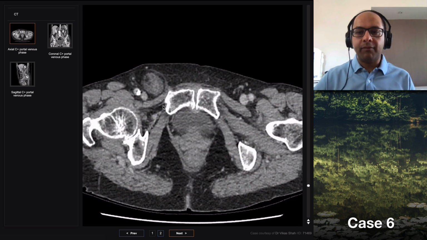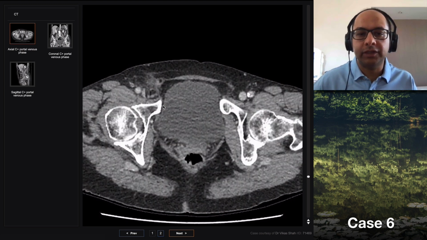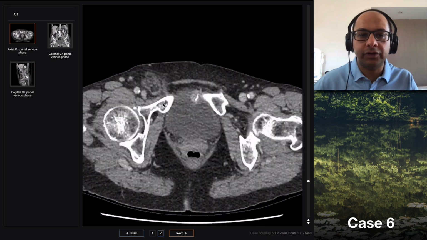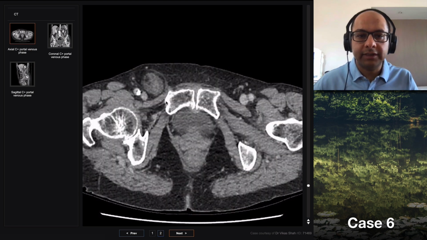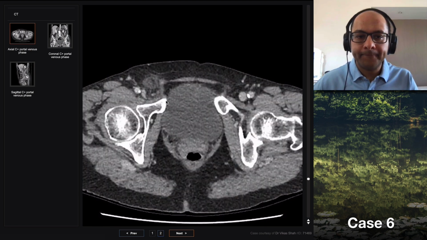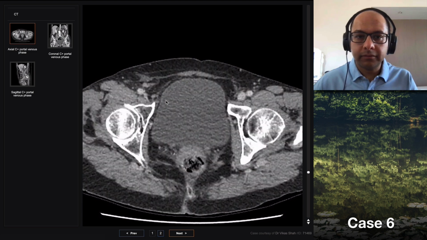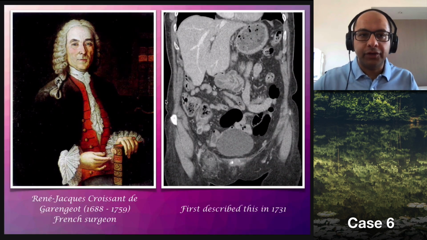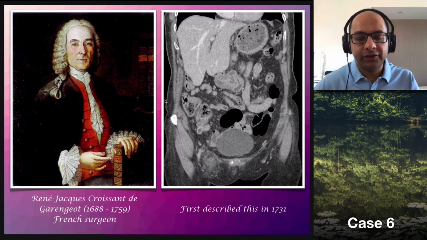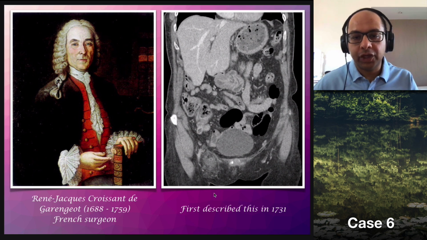Does anyone know the name of this type of hernia? It's not the same as the previous one; this is not an amyand hernia. This is something else. No? Okay. It was named after another surgeon from back in the day who has a fantastic name, René Jacques Croissant de Garengeot, who first described this in 1731. So: acute appendicitis within a femoral hernia.